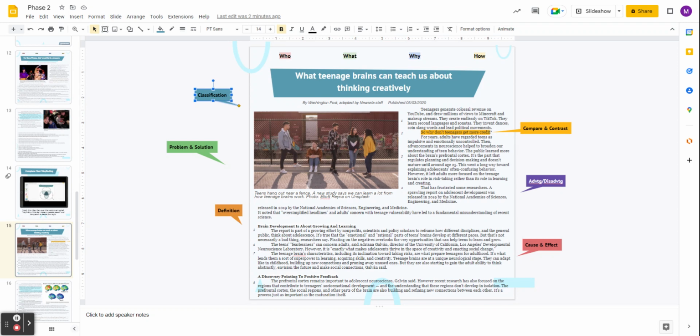Teenagers generate colossal revenue on YouTube and draw millions of views in Minecraft and makeup streams. They create endlessly on TikTok. They learn second languages and sonatas. They invent dances, coin slang words, and lead political movements. So why don't teenagers get more credit?